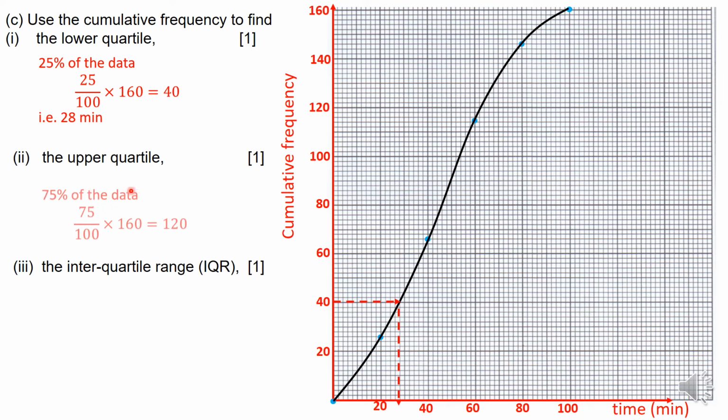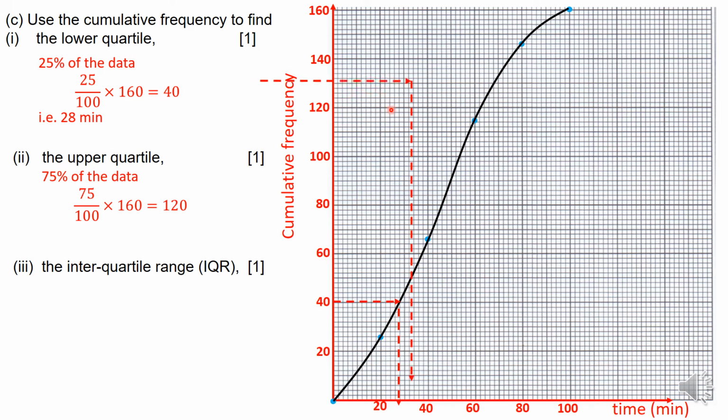Upper quartile, remember I said it's 75% of the data. So 75% of 160 is 120. So I go to 120 and I read down what is my total number of student time, and I'll realize it's 62. So it's very important that you also know what one little square represents here. So 20 divided by 10, so one square is like 2 minutes. And here 20 divided by 10, one little square here represents 2 students.